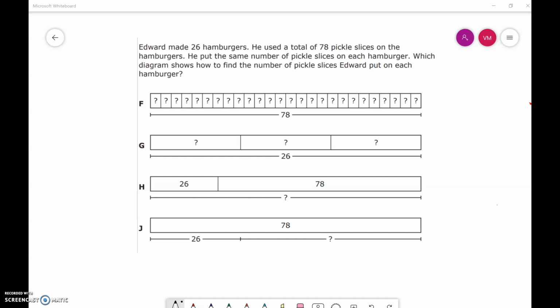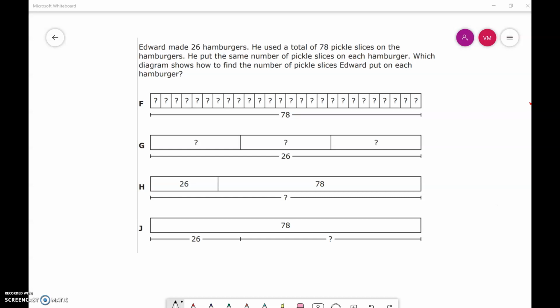Edward made 26 hamburgers. He used a total of 78 pickle slices on the hamburgers. He put the same number of pickle slices on each hamburger. Which diagram shows how to find the number of pickle slices Edward put on each hamburger? Okay, so I know the first time you're like, what's going on with pickles, hamburgers? So I'm gonna read it again.